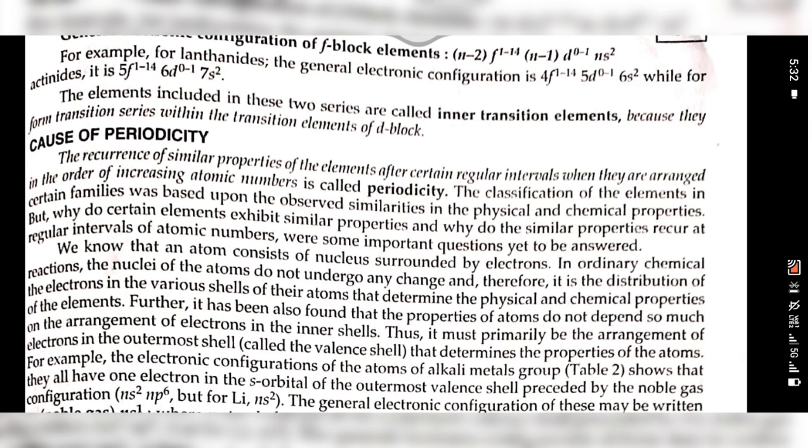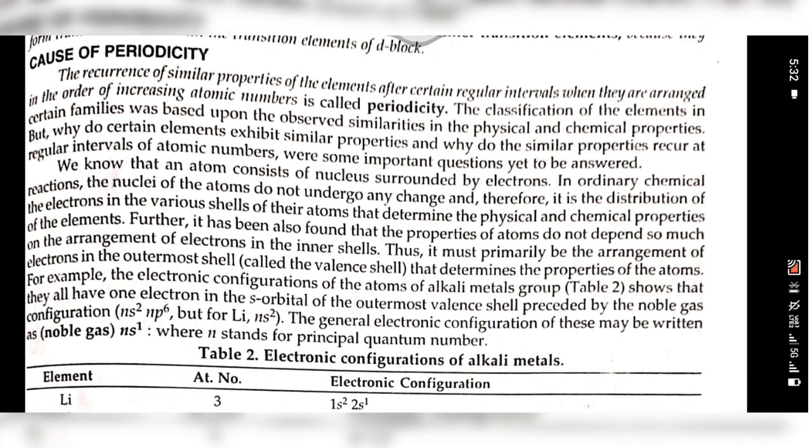Further, it has also been found that the properties of atoms do not depend so much on the arrangement of electrons in the inner shells. Thus, it must primarily be the arrangement of electrons in the outermost shell, known as valence shell, that determines the properties of the atoms. For example, the electronic configuration of the atoms of alkali metals shows that they all have one electron in the s orbital of the outermost valence shell, preceded by the noble gas configuration, that is ns2 np6, but for lithium it is ns2.